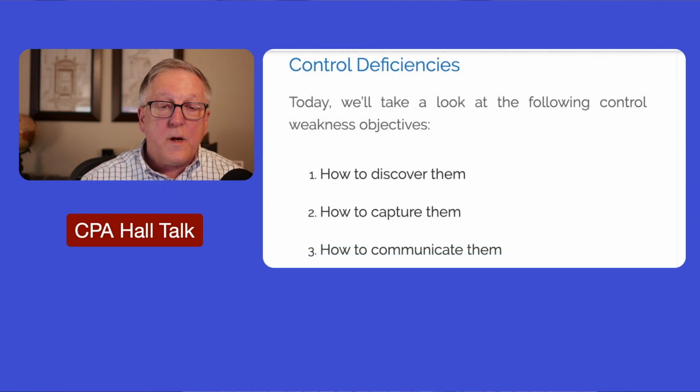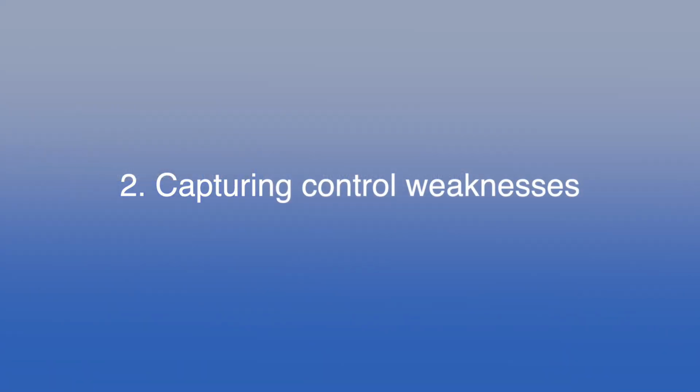So we've covered how to discover the internal control weaknesses. Now I want to turn to the second part of this, which is how to capture them. And stay with me, because this is important as well.